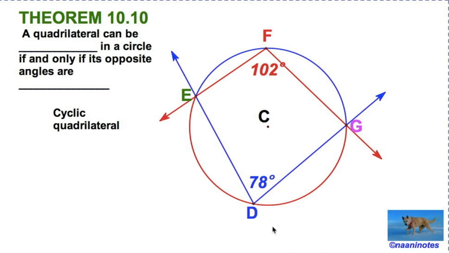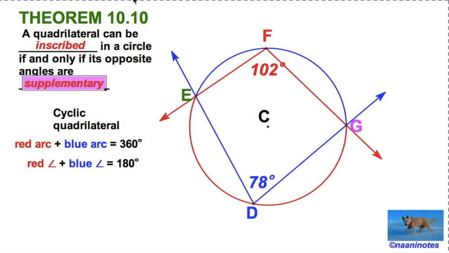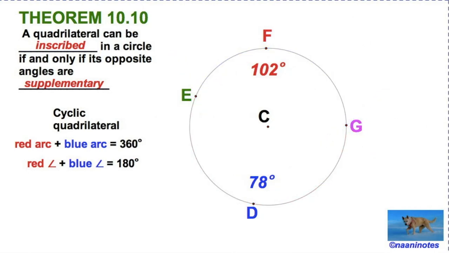Now look what's happening. This is actually pretty cool. You notice something. The red angle intercepts the red arc, okay? And the blue angle intercepts the blue arc. So that means that these two arcs must add up to 360, a circle. However, the two angles appear to add up to 180. You know why? Because they do. And that's really because of this: a quadrilateral can be inscribed in a circle if and only if its opposite angles are supplementary. Pretty neat.